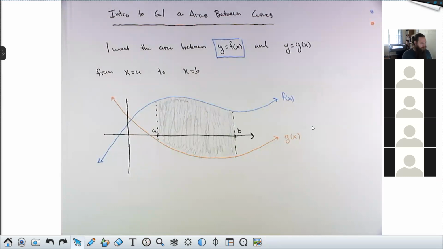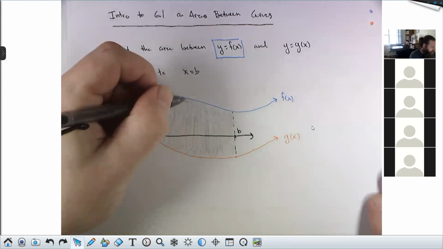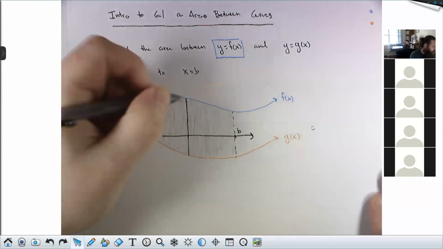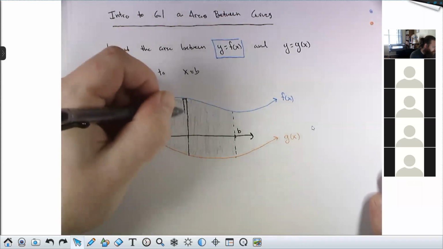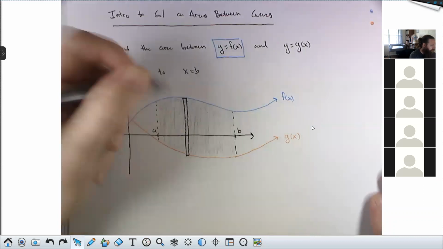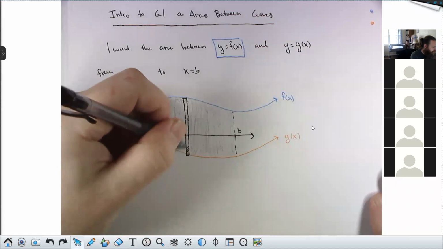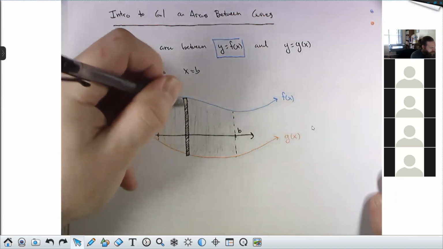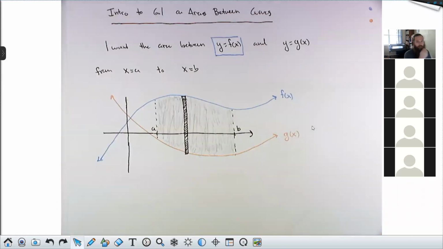So imagine I take your favorite x value in here. Any arbitrary x value in here, and I choose to put a little rectangle or a little strip in there. Think of this as a tiny little Riemann rectangle, right? A little part of a Riemann sum.